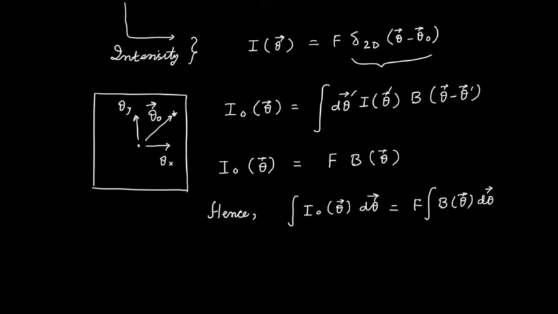And by definition, the beam is constant, integrated to 1, so this equals f. So I can get the flux of the point source just by integrating over the beam.